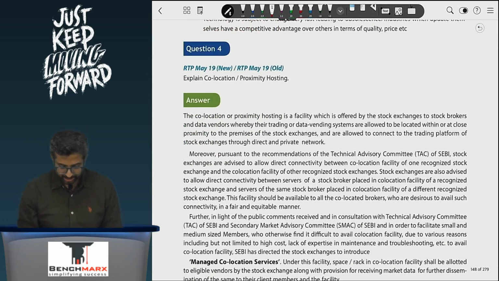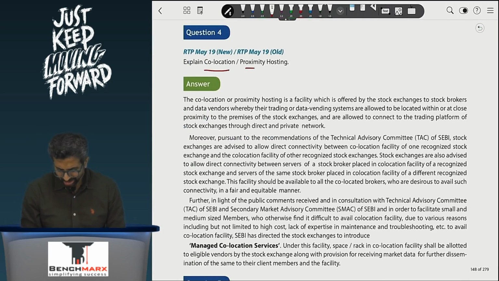Okay. Next you have this, it's a very specific term: co-location or proximity hosting. Now this is a little technical, so unless you read this you will not really understand this. Now earlier, have you seen movies like Guru? Have you seen Guru? So earlier how the markets used to operate was an open outcry system. Do we understand what open outcry system means?